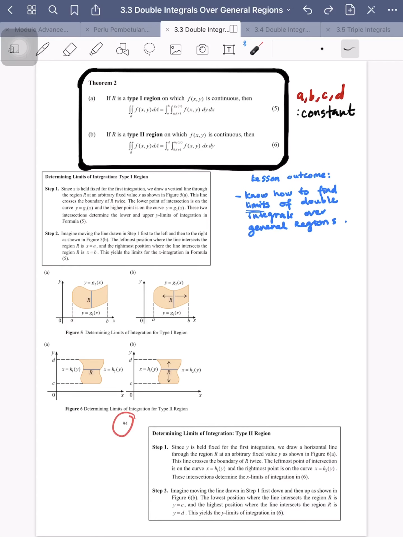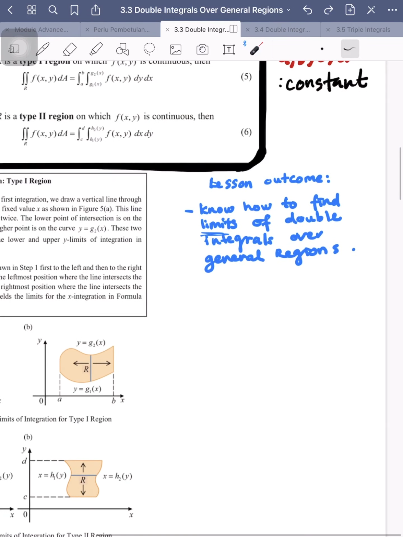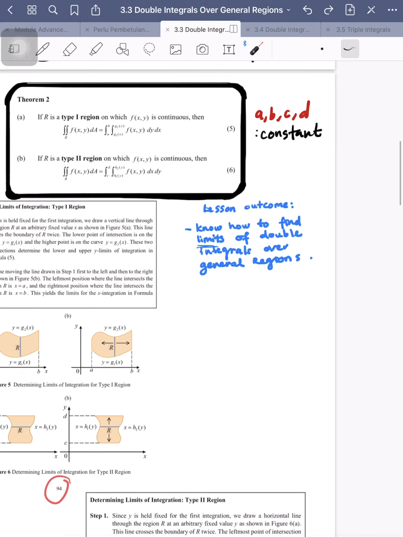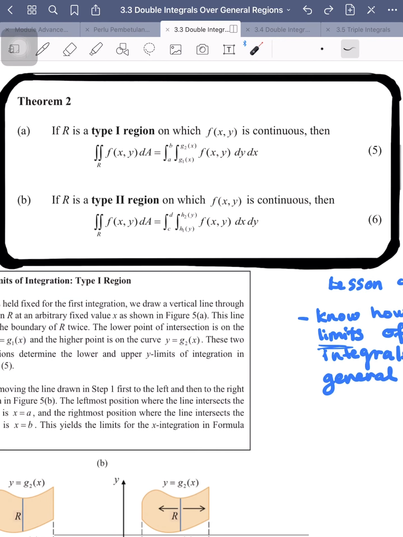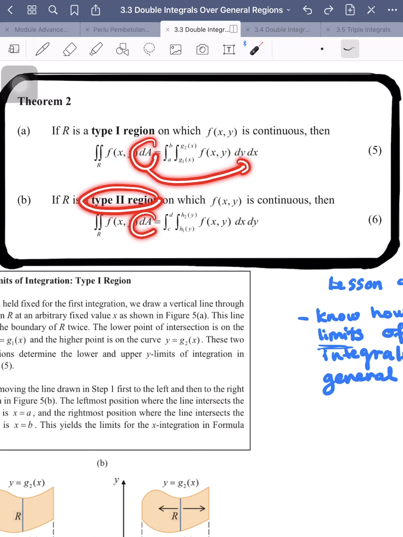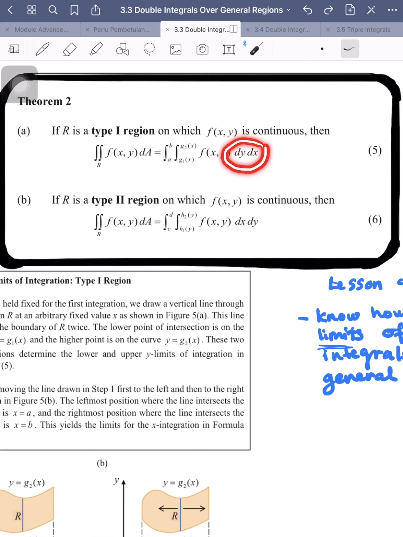Hi, in this video, I'm going to move to the next lesson on how to find limits of double integrals over general regions. Okay, let's see Theorem 2. Theorem 2 says that for a type 1 region, dA is dy dx, and for a type 2 region, dA is dx dy. So if the double integral is dy dx, it means that it is a type 1 region, and if the double integral is dx dy, it suggests a type 2 region.